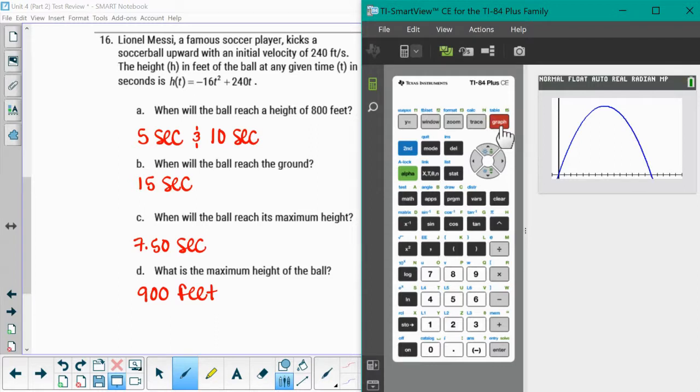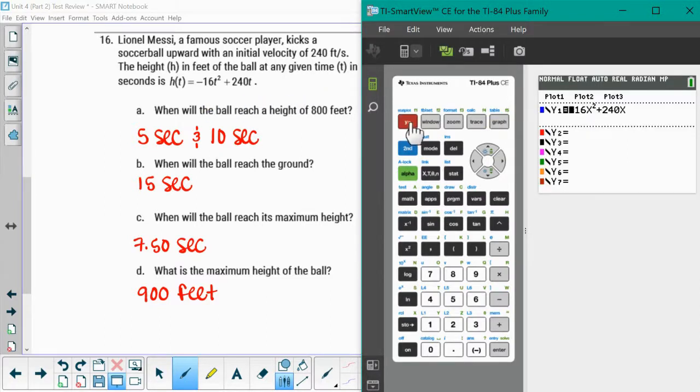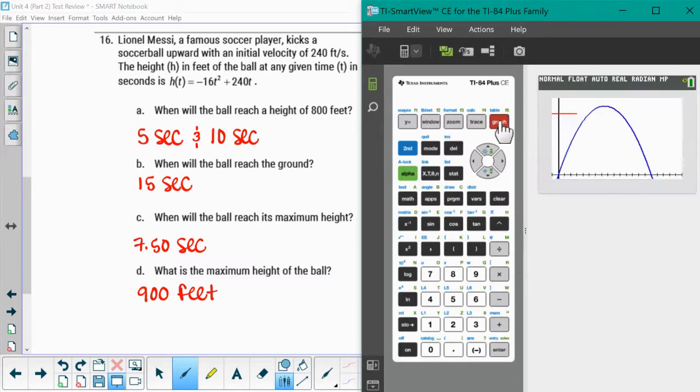And again, remember, you want to see where your graph starts, where its maximum is, where it crosses the x-axis again. So we are in a good place. When will the ball reach a height of 800 feet? I'm going to go to y equals, I'm going to press enter, I'm going to go to 800, and back to my graph, and I should see 2 intersection points.